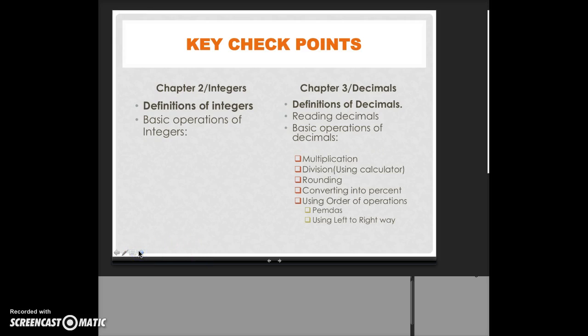Some of the things in decimals that we should remember is adding, subtracting, how to read them, basic operations, multiplication, division, using the calculator for decimals, how to round, converting into percent, converting a decimal to percent, and dealing with the order of operations and decimals.